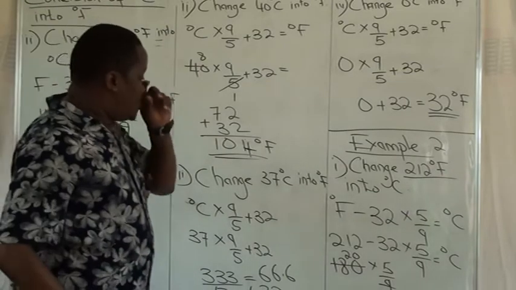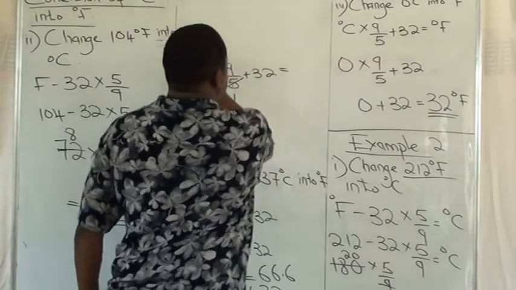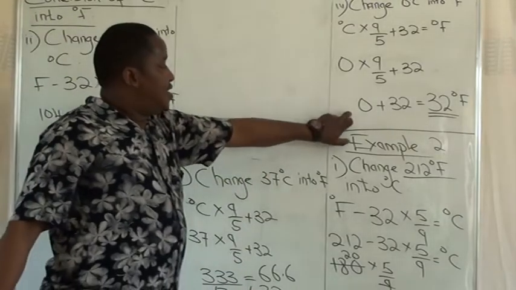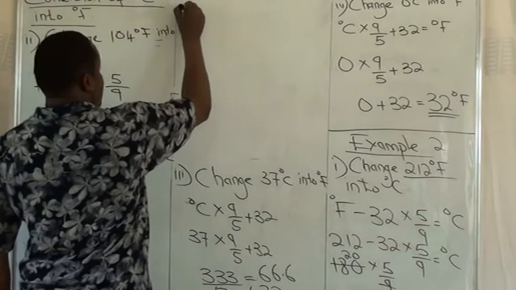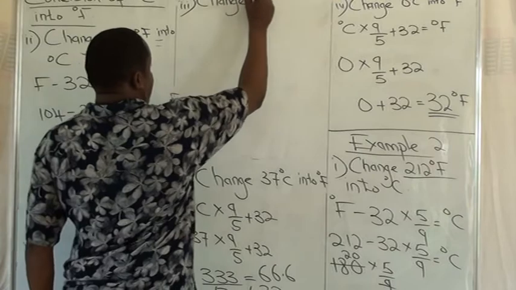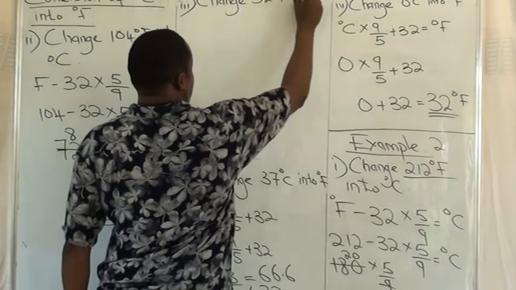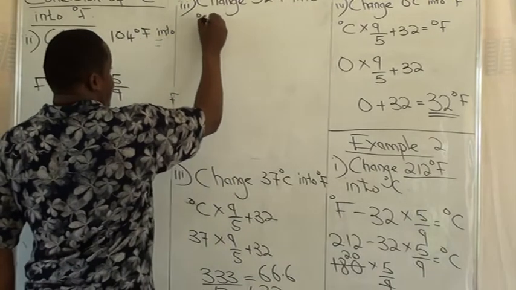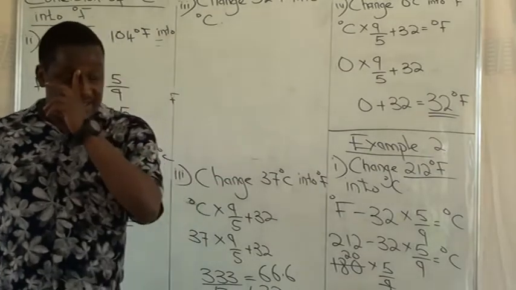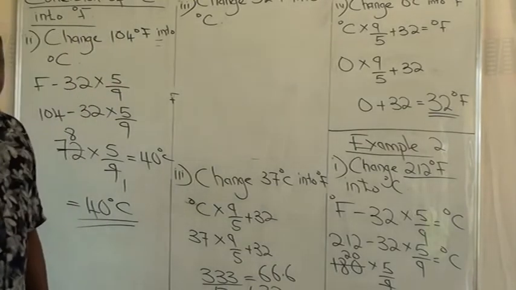I'm going to look at the last one because of time. So the last one that I'm going to look at is the one that is on the board. Converting or changing. Let us change 32 degrees Fahrenheit into degrees centigrade. This one is a very common question. So let us see how we end up with our answer.